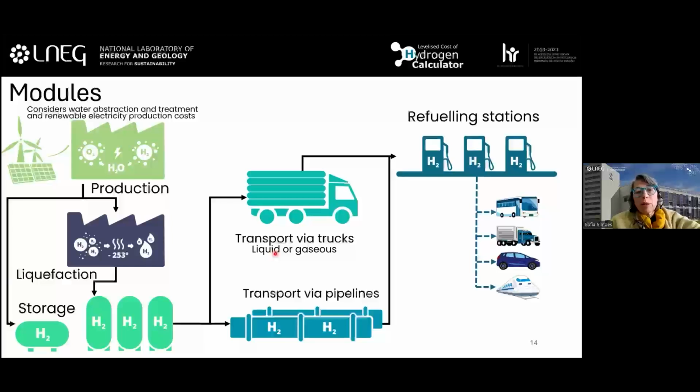Or you could bypass liquefaction and just go into storage, hydrogen storage costs. Then after having it stored, you can consider costs to transport your hydrogen, and you can define a distance for transport. You can decide to transport by trucks or by pipelines, or maybe a combination. And then you have the refueling station, and you can decide to some extent the size of your refueling station. Again, you can have only one of these modules, or you can go all the way until the refueling station.